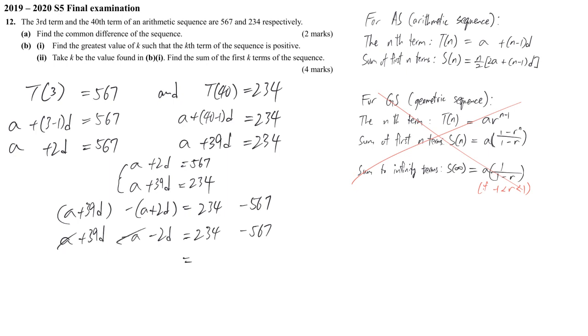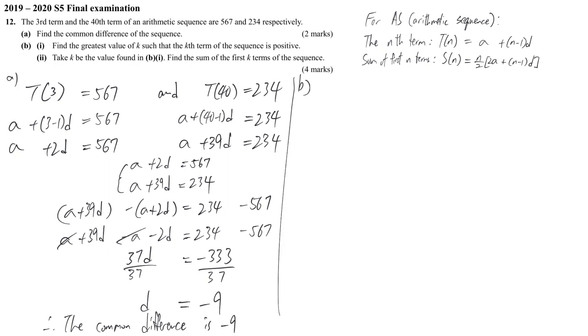A minus A becomes 0, so only one unknown is left, which is 37 times D. We get negative 333, and if we divide both sides by 37, then we get 1 times D, which is negative 9. So we already finished part A. But don't forget that among this calculation, we never describe what is A, what is D, so you should write clearly to answer the question. You know the common difference is negative 9.